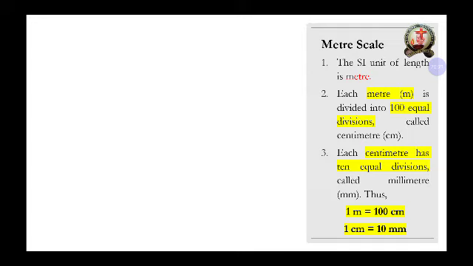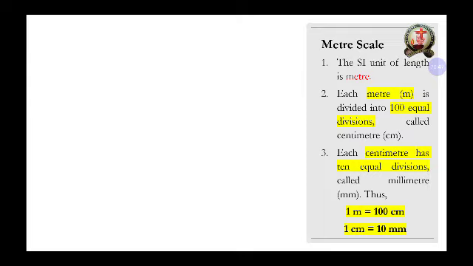First I'll discuss how to measure using the meter scale. The SI unit of length, as I have already discussed, is meter. Each meter is divided into 100 equal divisions. How many divisions will be there in a meter? 100 divisions. That is what is called a centimeter. So 100 centimeters is equal to 1 meter. That is what it denotes.